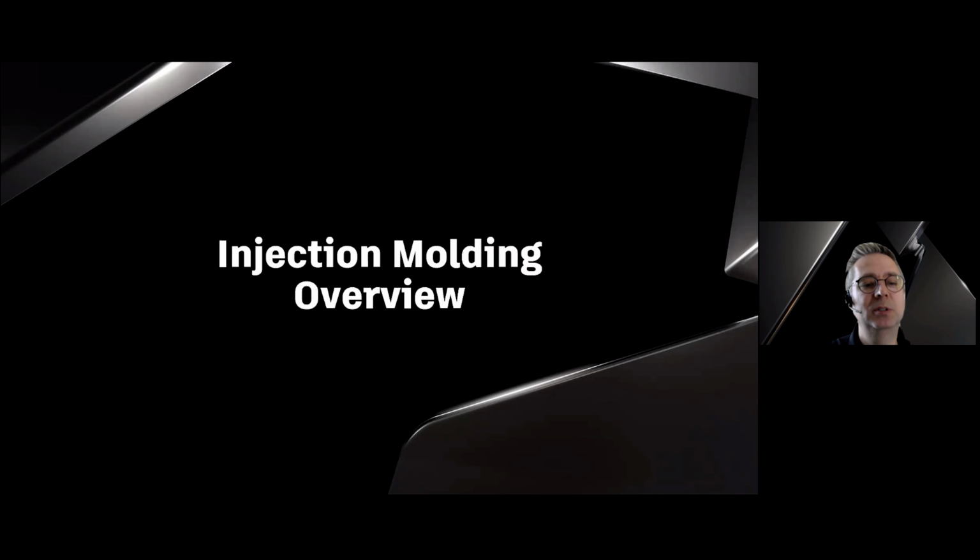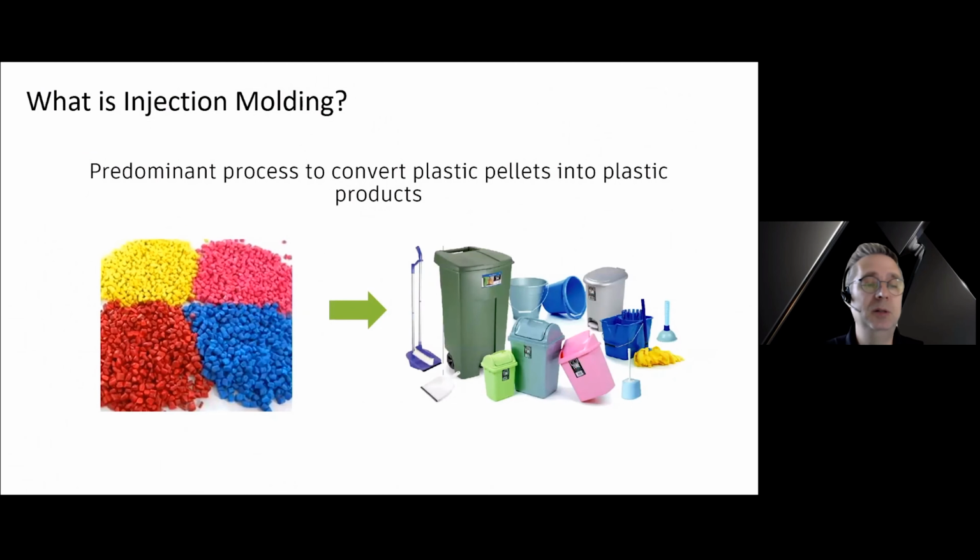So if we just take a moment to step back and say, well, what is injection molding? It is the predominant process to make plastic parts in the industry today. And these parts could be anything from garbage cans you see here to parts in your car to things that go in your phone to parts that get sent out into space, right? It is truly across all industries, and there are really so many uses for plastics available out there today.